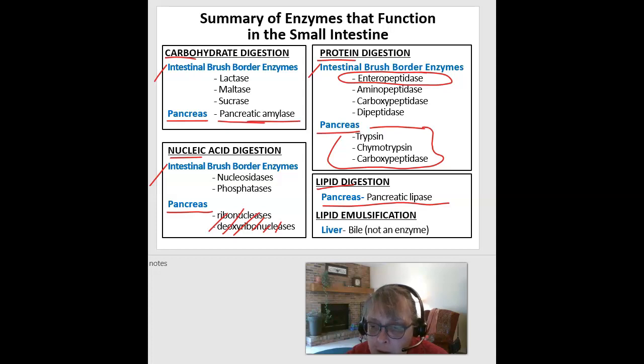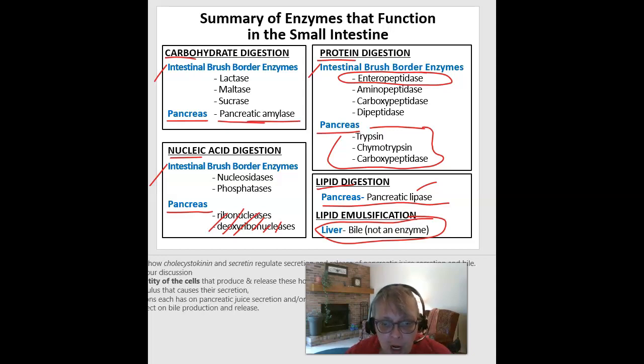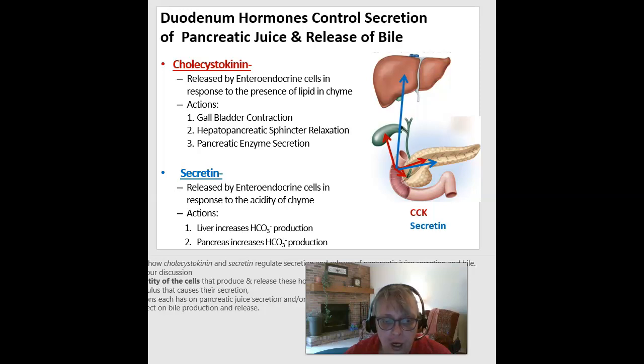The last thing we need to talk about is the regulation of pancreatic juice release and bile release, because the small intestine can control to some degree how much bile it receives and how much pancreatic juice it receives, as well as what the pH of the juice and the bile is. So I need to back up here and talk about how it's hormonal control.